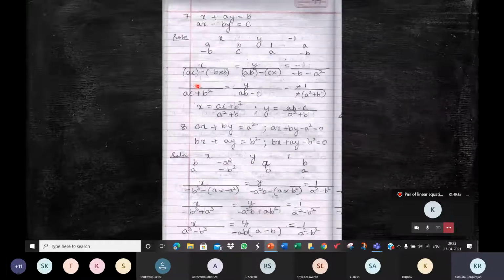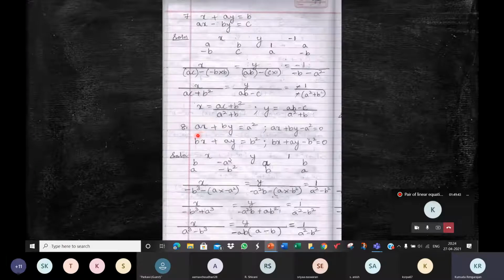This is simple, children. So you can see the equations are already linear equations in x and y. So straight away, make the columns and find the cross product, subtract, and so there's nothing much about this. So here also in 8.